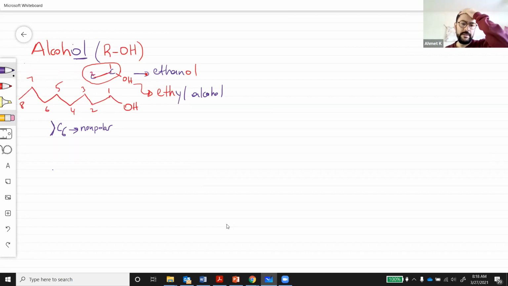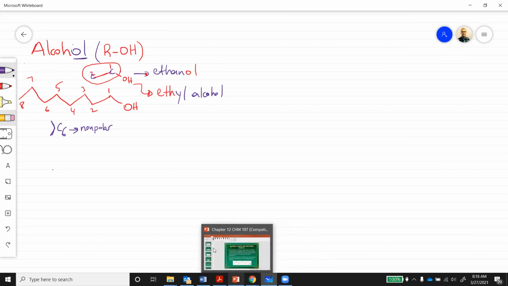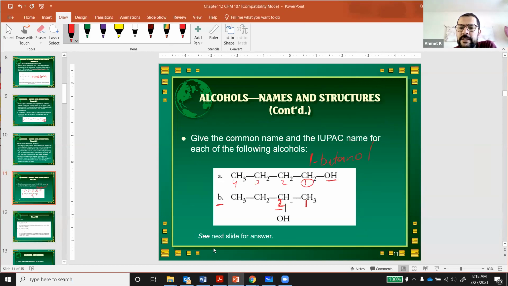It's the same, it's a little different technique, but you can basically use both of them to say ethanol. If you say ethanol or ethyl alcohol, both of them are fine. All right. Very good. So let's look at this one.